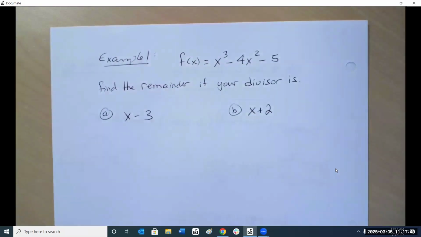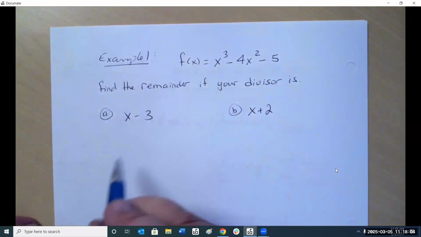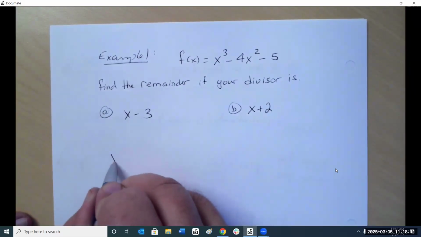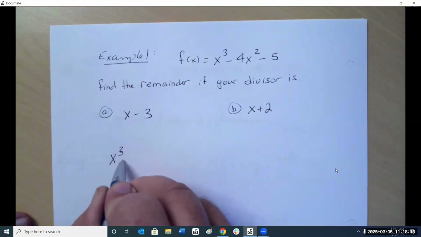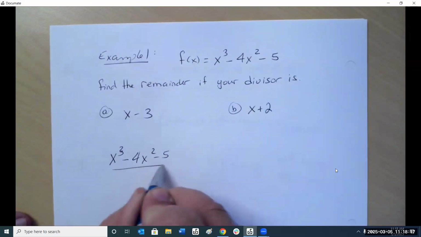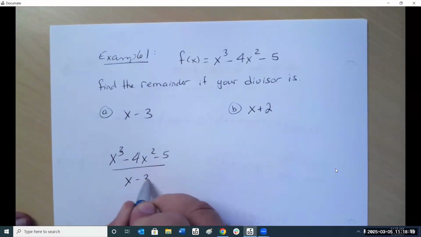Setting up a synthetic division problem. Even easier than that. But yeah, actually, let's do that. Is everybody familiar with synthetic division? Or I'll go review it anyway. But yes, let's look at it both ways then. I'm glad you asked that. So let's look at the first one. We have x cubed minus 4x squared minus 5 divided by x minus 3.